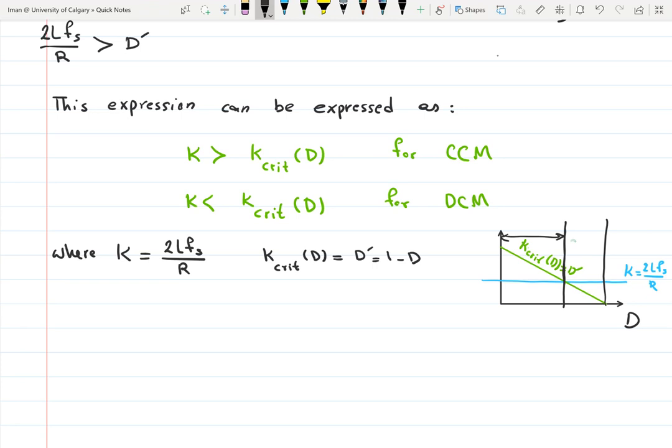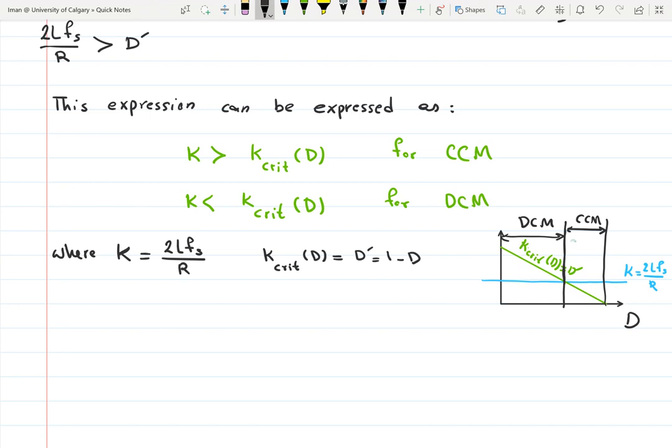So my K is 2 L F_s divided by R. It's not dependent on the duty cycle. That's why it's a constant value. So if my duty cycle is below this point here, that means that D' is greater than, that means my K critical of D is greater than my K. So K critical of D is greater than K, so I'm operating in DCM here. And if I'm operating here, that means that my K critical of D is less than K, right? Which means that I'm operating in CCM.